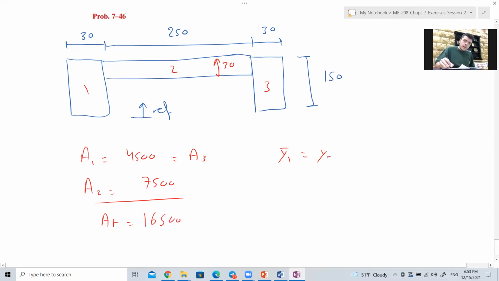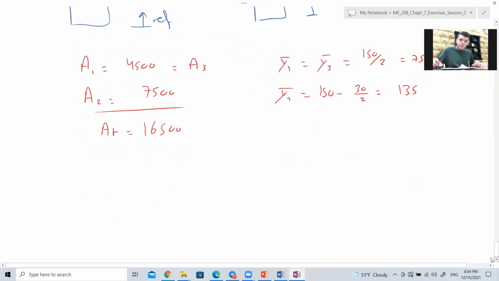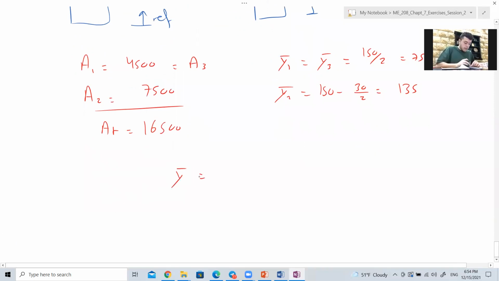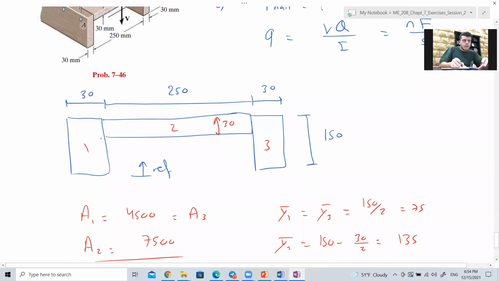Now Y1 bar, the same as Y3 bar, is 150 over 2, which is 75. And Y2 bar is 150 minus half of this, so 150 minus 15 gives 135. Now we can find Y bar: plus 7500 times 135, divided by 16500, gives 102.27 millimeters. This is Y bar, so approximately here, 102.27.